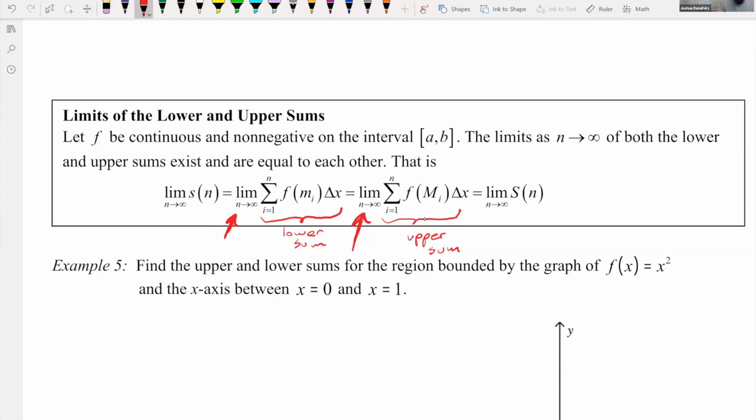So this goes into a lot more detail in more advanced calculus classes, but that's the idea of what we're doing here to find the area under the curve. And next time in class, we're going to go through and do that entire process with example 5.